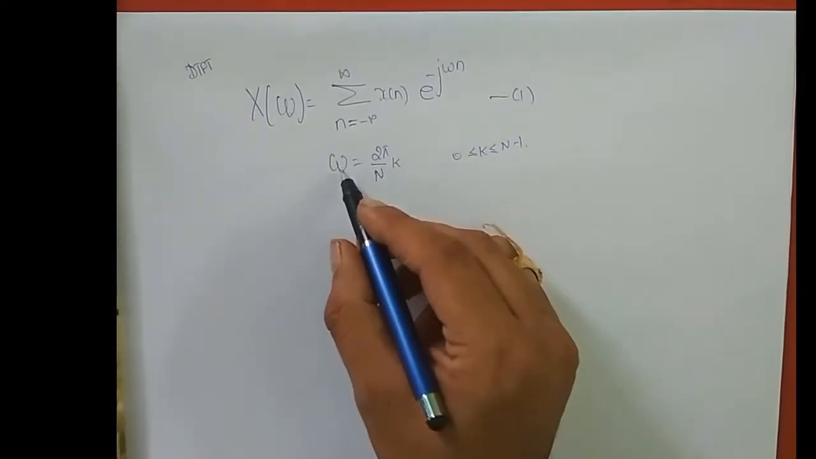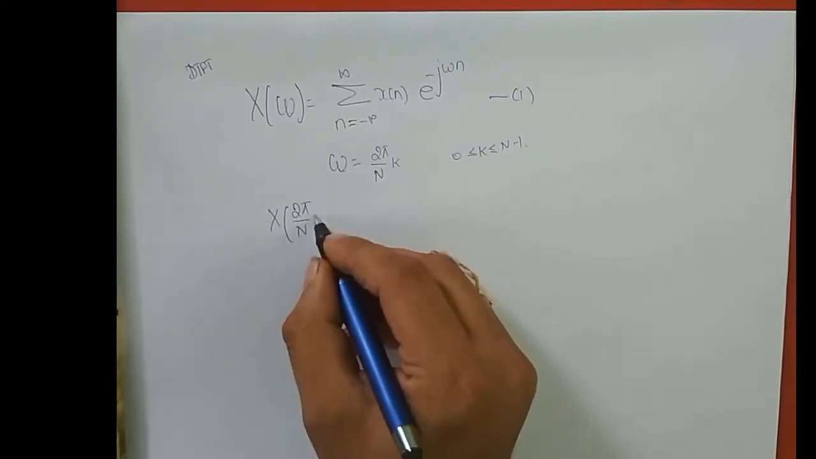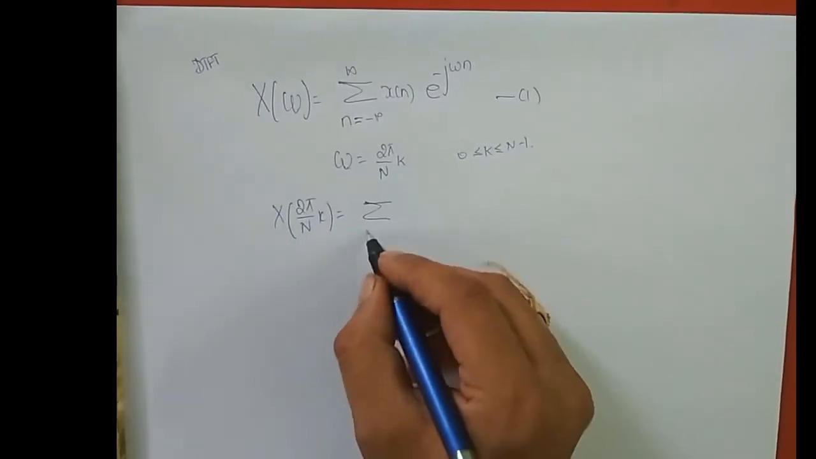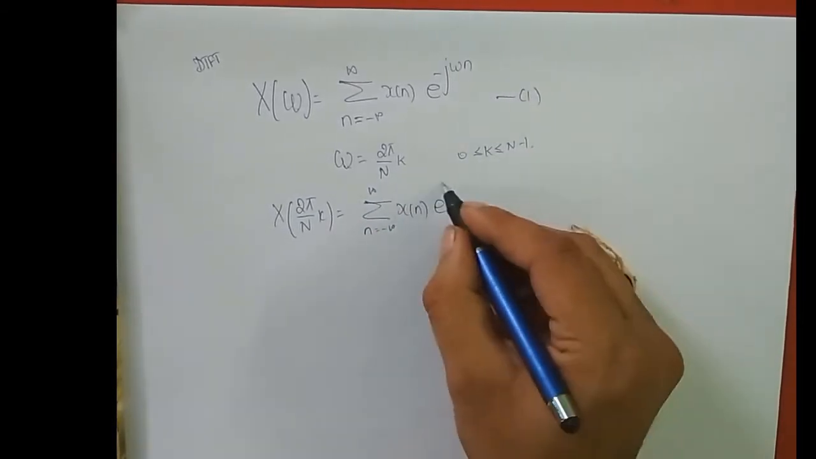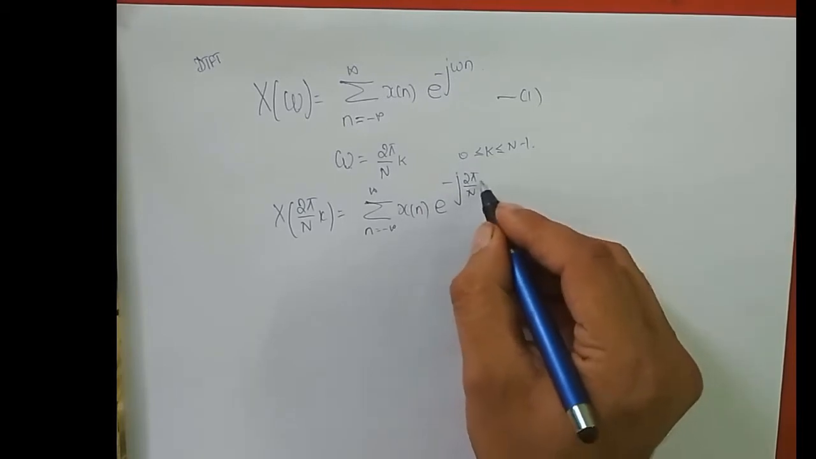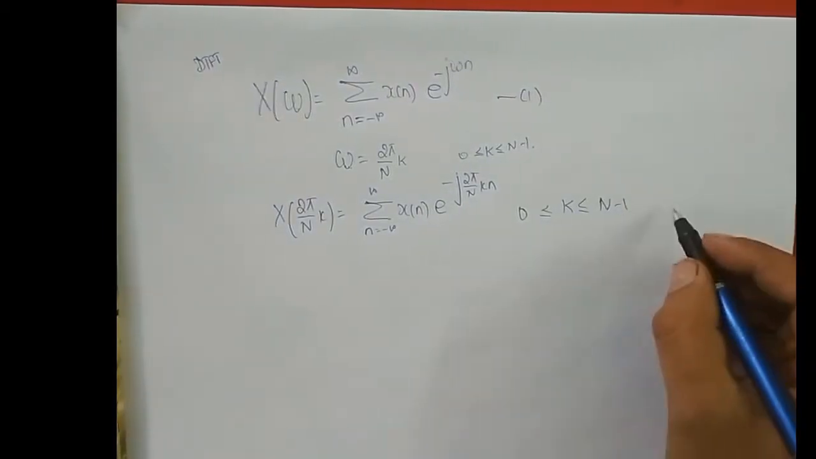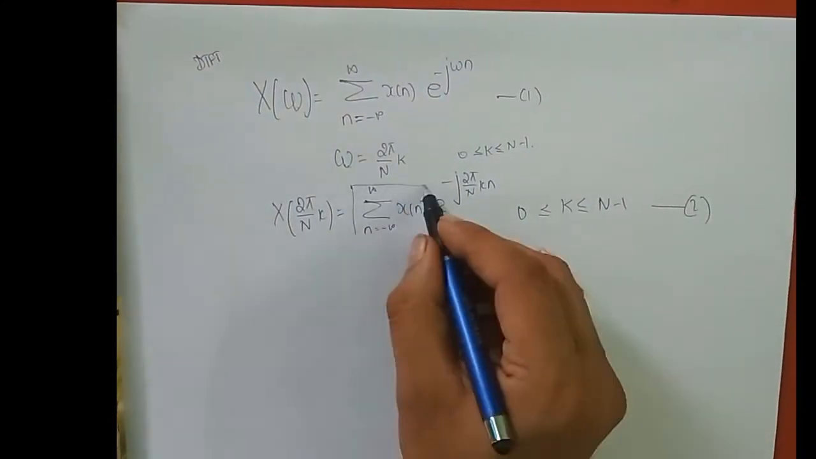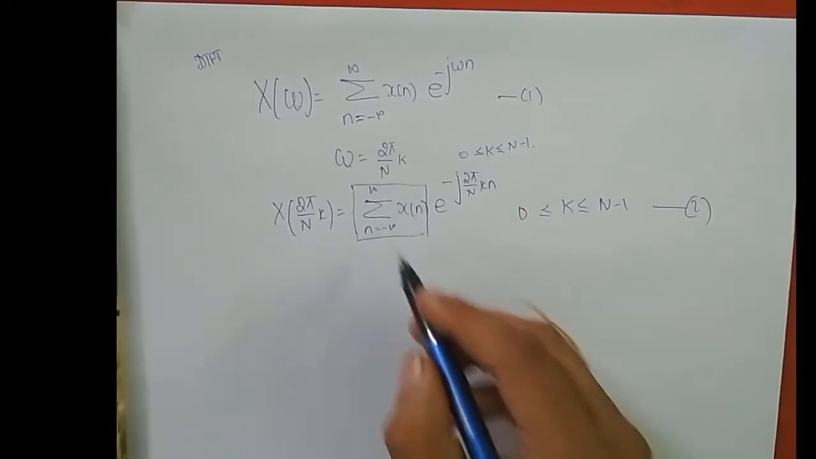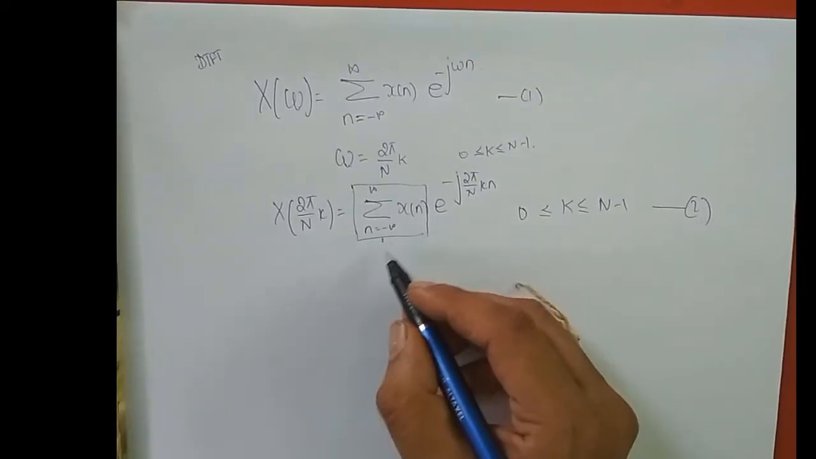If I put this omega value in equation 1, what we get is X of 2 pi by N into k is equal to summation n varying from minus infinity to infinity x of n e power minus j 2 pi by N into k into n, where k is varying from 0 to N minus 1, right? We called it equation 2. Now since this is an infinite length discrete time sequence, we split this summation into infinite number of summations, where each summation had N number of samples, right? And we wrote it in a compact form.